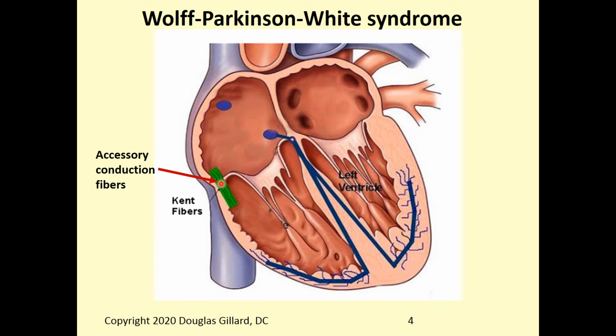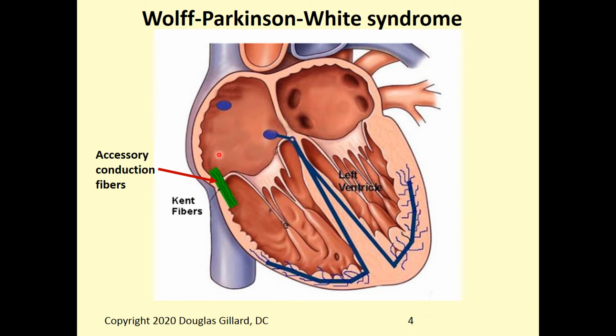But here we have a hole in the fibrous skeleton. It doesn't have to be here. It could be here. It could be over here. It could be anywhere. I just drew it over here to make things easier. And inside the hole are Kent fibers, really, really fast. So you can imagine what happens when the SA node sends a spark across.